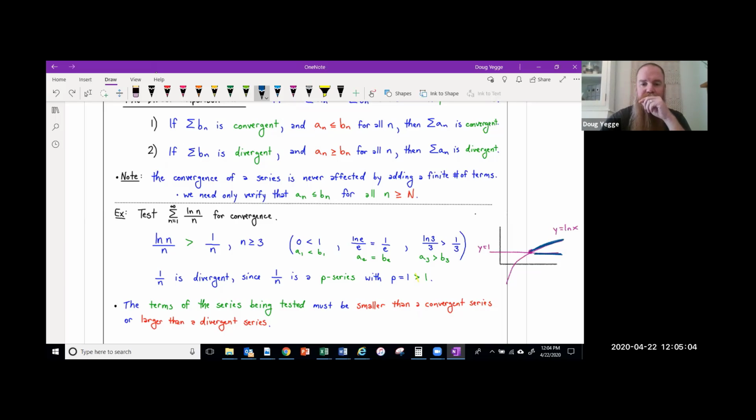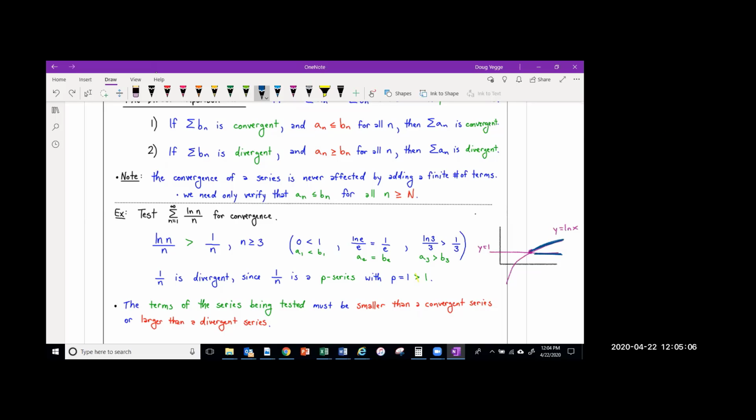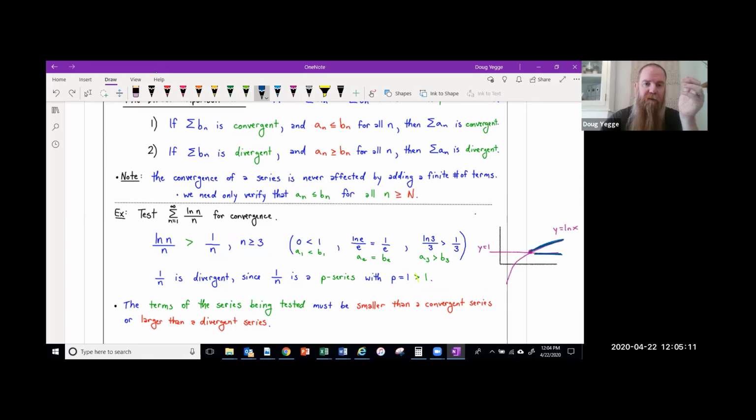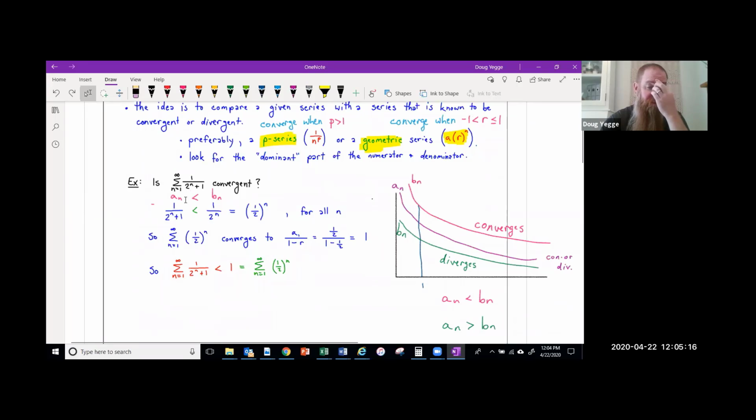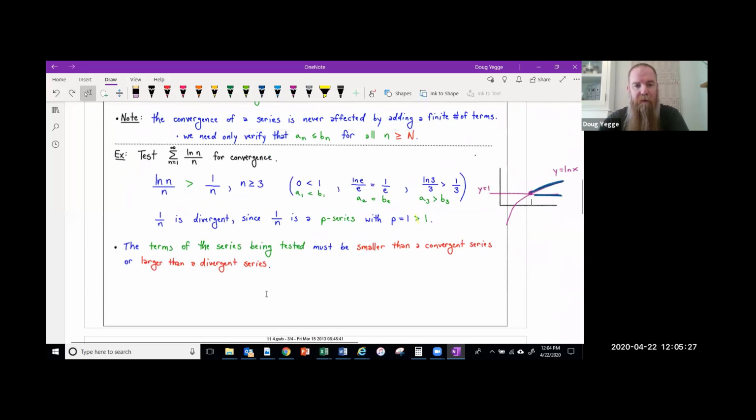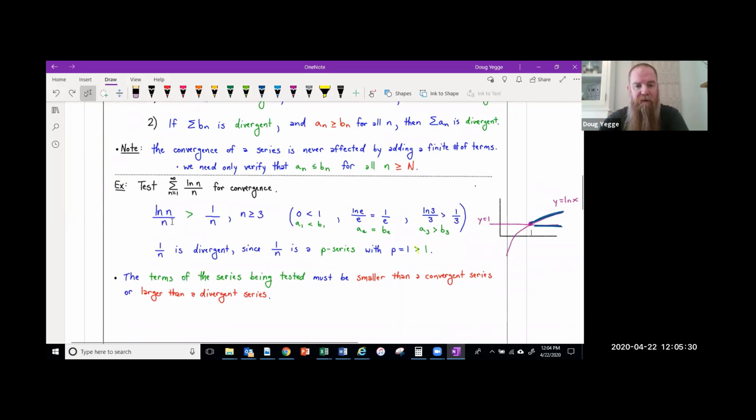Pretty cool, right? So that's the second case, if a sub n is bigger. The first one showed that if you choose a sequence where the original sequence is smaller than a convergent sequence, then the original series converges. But we could also determine that if the original series is larger than a divergent series, then I know that the original series also diverges.